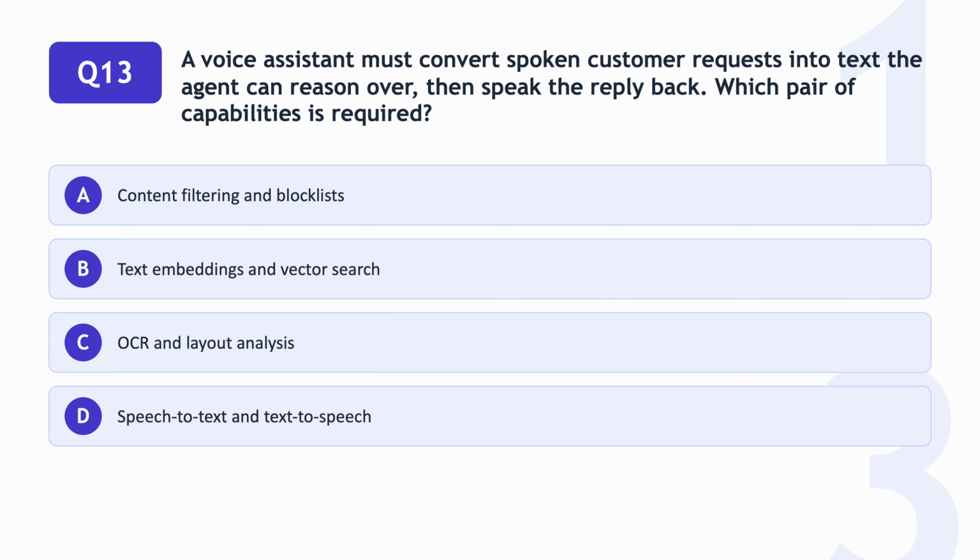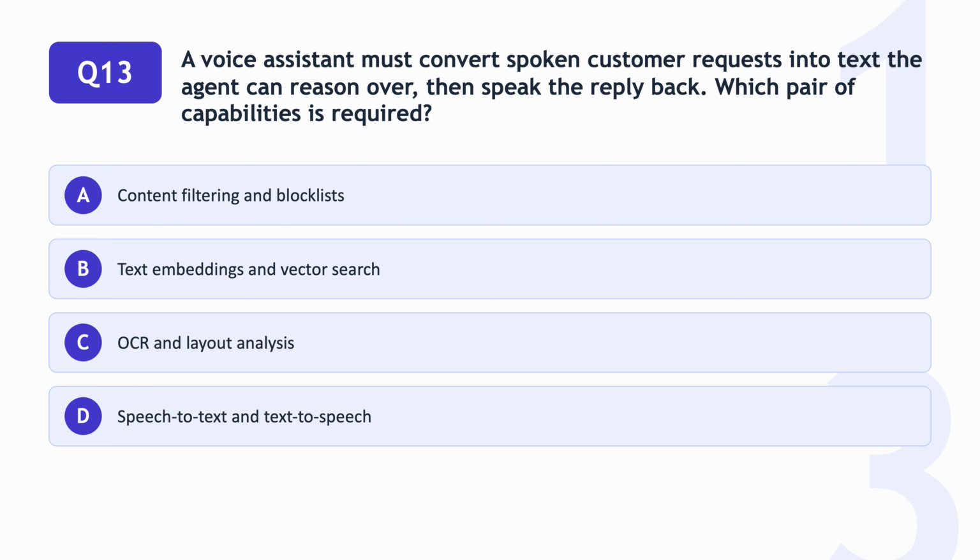Question 13. A voice assistant must convert spoken customer requests into text the agent can reason over, then speak the reply back. Which pair of capabilities is required? A. Content filtering and block lists. B. Text embeddings and vector search.